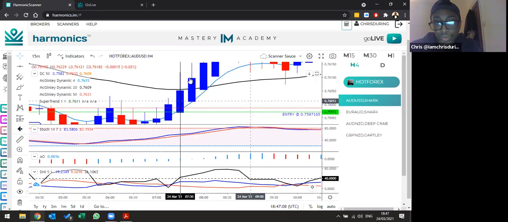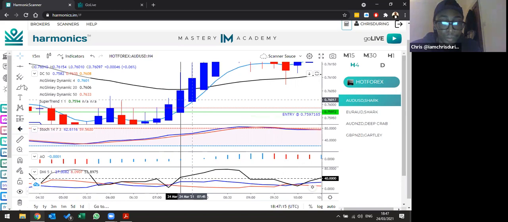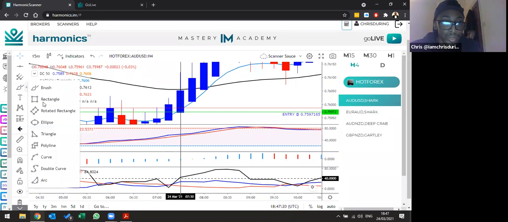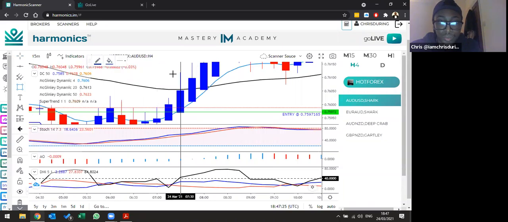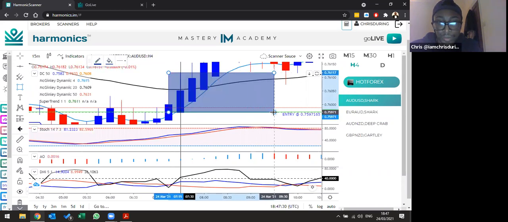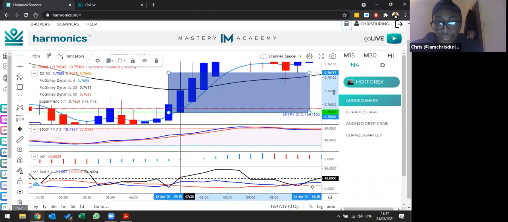Once you've spotted this confirmation candle, you need to wait for it to close. But with your paintbrush tool, click on the arrow, get a rectangle, and draw a rectangle around that candle, from the wick to the body, and you can expand it out. What this means is that anywhere within this rectangle, you can enter for a buy. I'll just change the color.